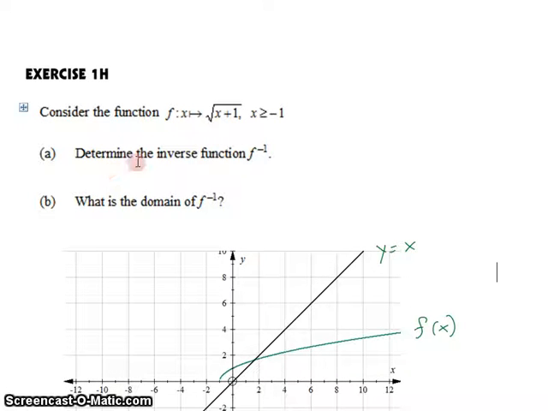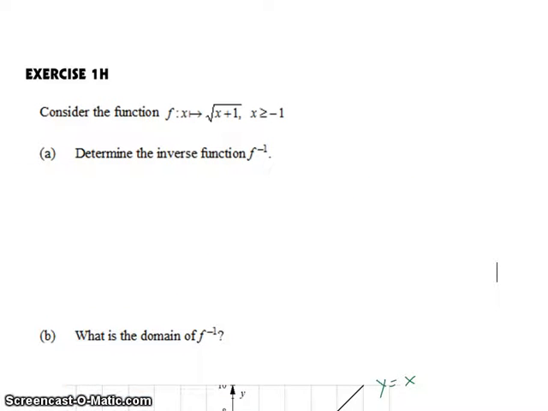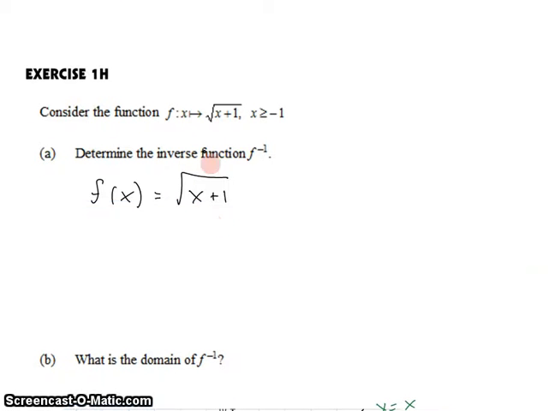The question says, first, determine the inverse function of f of x. So the first thing I'm going to do is rewrite the function to be more familiar. And I'll say that f of x is equal to the square root of x plus 1. Now, I haven't actually found the inverse yet. I'm just rewriting what's given to me. That and that are the same. I guess I should note that x should be greater than or equal to -1.